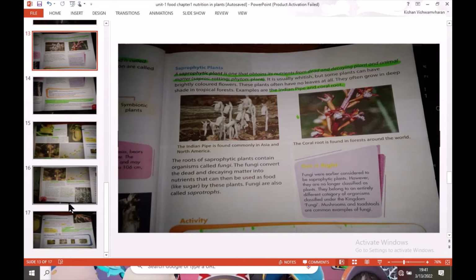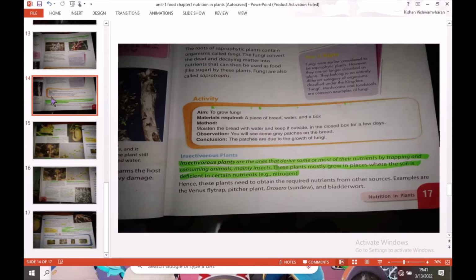Next, let's go to an activity. This activity doesn't have any acid or base. The aim is to grow fungi in your houses. The materials needed are a piece of bread, water, and a box.